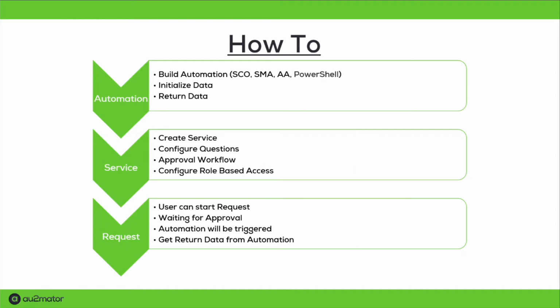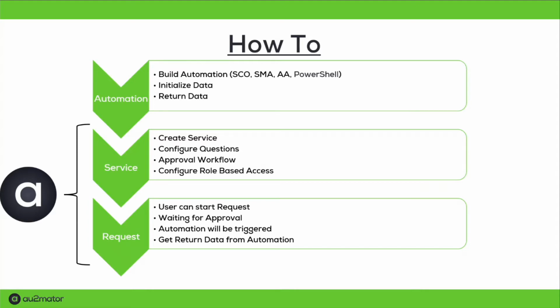So how au2mator works. First of all, you need to build your automation. So au2mator provides a lot of free automation scripts for you, but au2mator itself is just a front end. So build your automation with Orchestrator, SMA, Azure Automation, or PowerShell. We need some initialized data to put in some values to the automation, and then the automation will be triggered. For example, user will be created in Active Directory or so on, and then you get the return data.